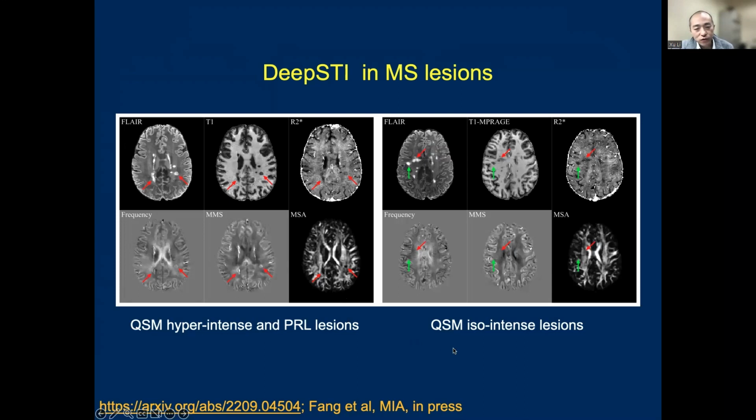And for the QSM iso-intense lesions, we know from the Chi-separation results that these lesions are likely to have both iron and myelin loss. And as the deep STI results show, we have iso-intense MMS, but slightly decreased susceptibility anisotropy. So this all agrees with what we have seen before in the Chi-separation results.